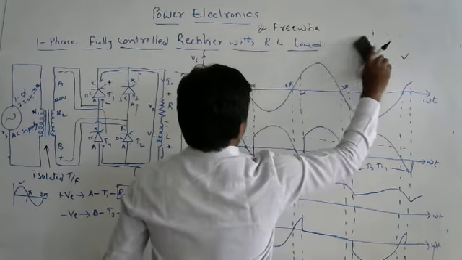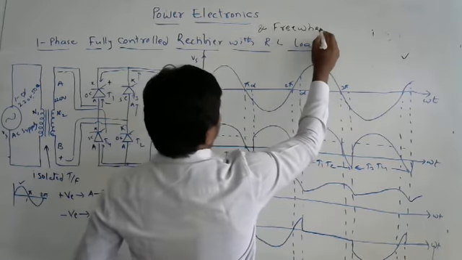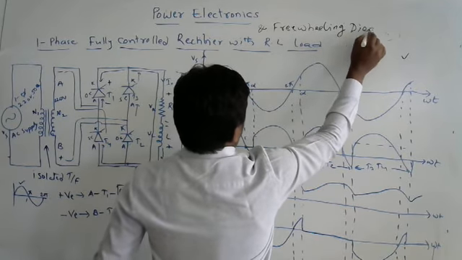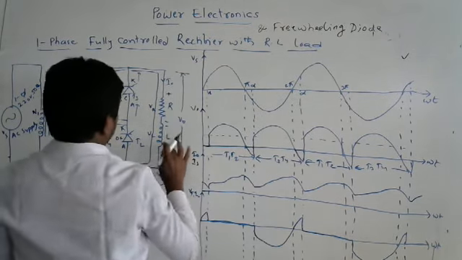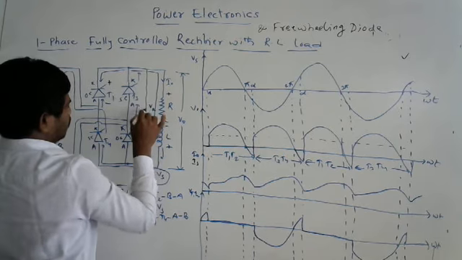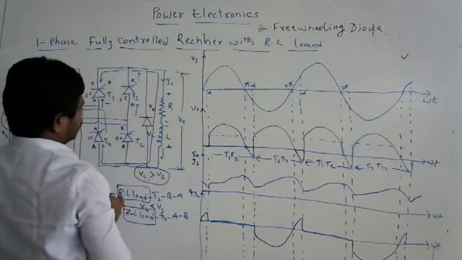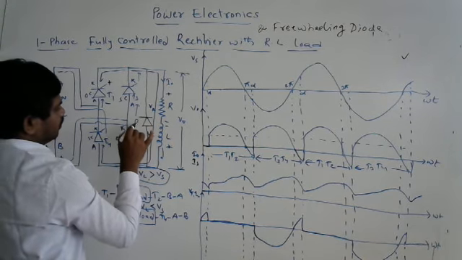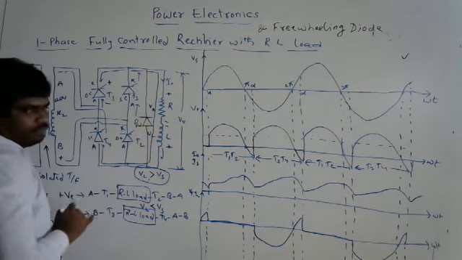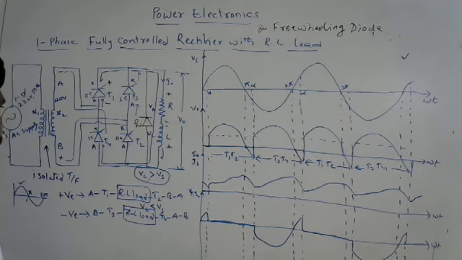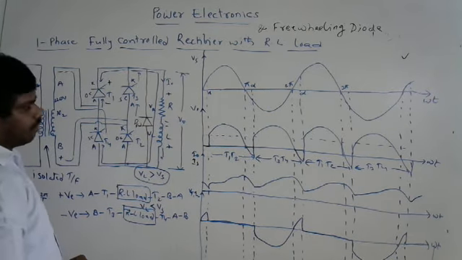Look at this. Apart from the RL load, I am using one diode across the output. I am calling this a freewheeling diode. Let us see how the operation goes.